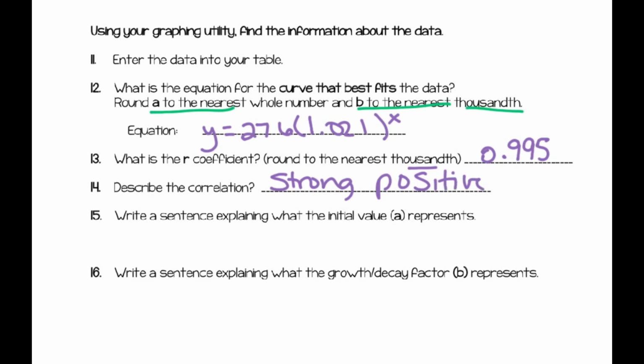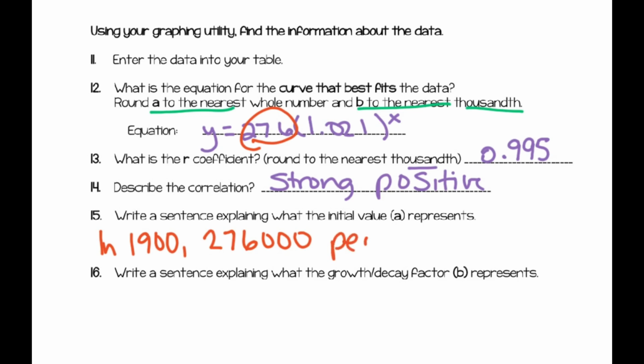Write a sentence explaining what the initial value represents. So what does 276 mean? Okay, so 276, that's at the beginning. So in 1900, it means according to our equation, there were 276,000 people in Utah.